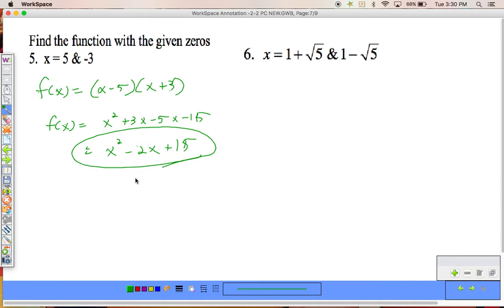So you get x squared minus 2x plus 15. Because we know if I have a factor, we take out the solution as the opposite. So if I have the solution, I'm going to put it in as the opposite. All right, number 6. Same idea.